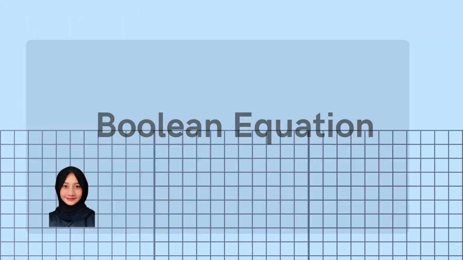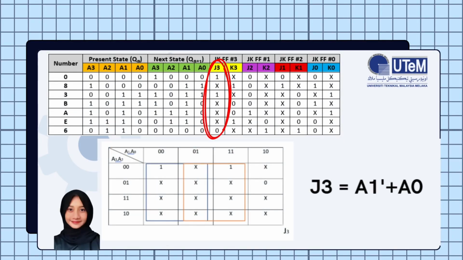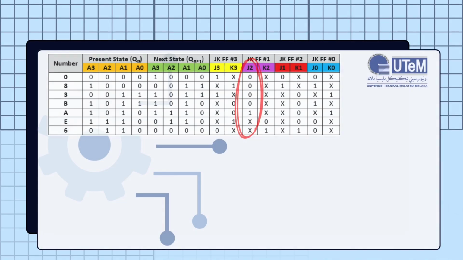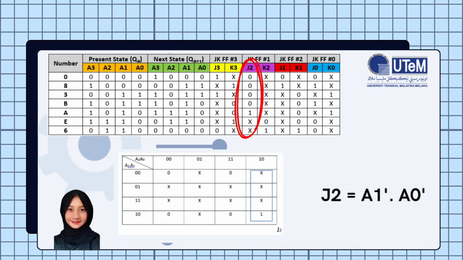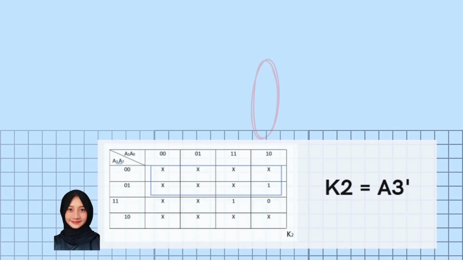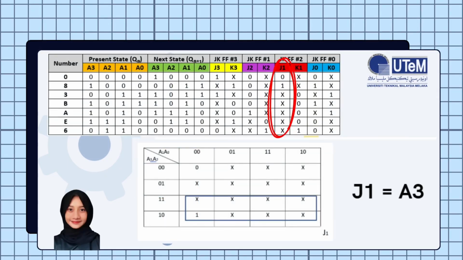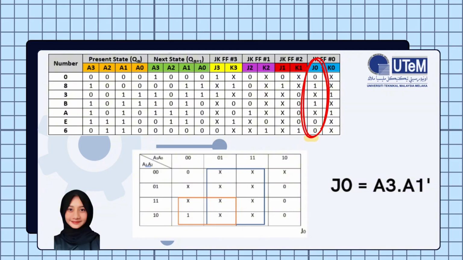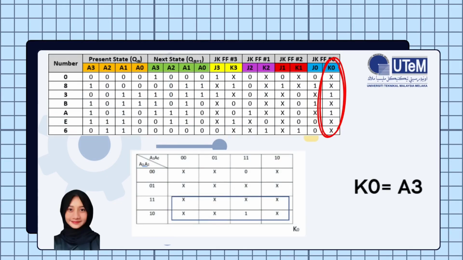So, this is the Boolean equation for J3, K3, J2, K2, J1, K1, J0, and the last one is K0.